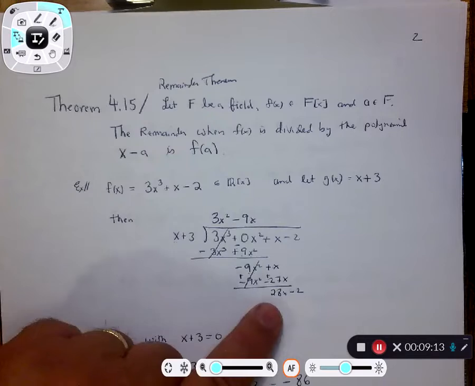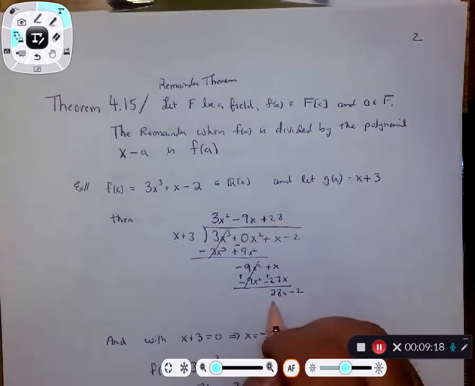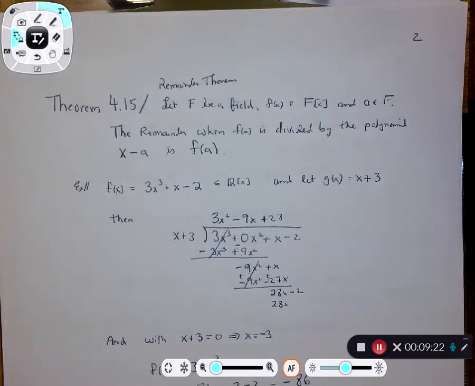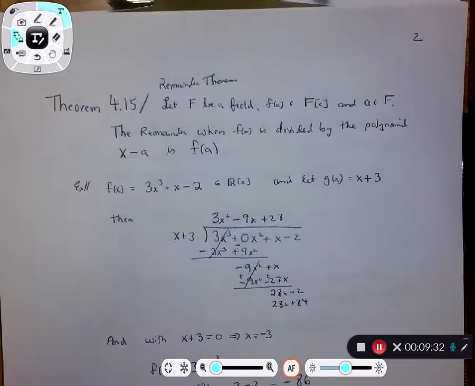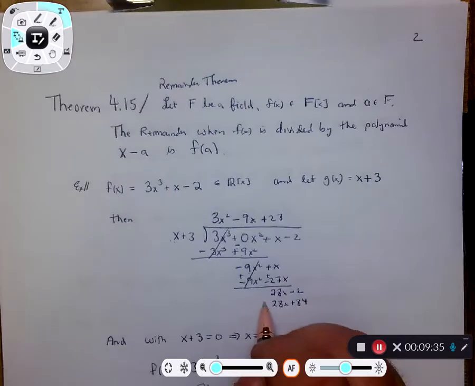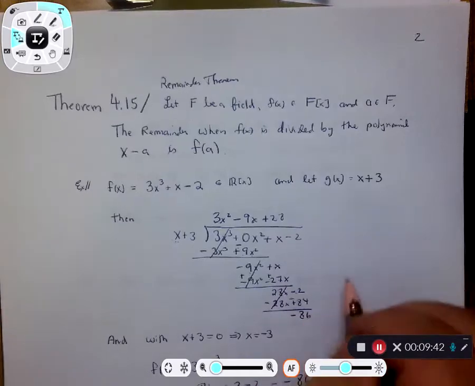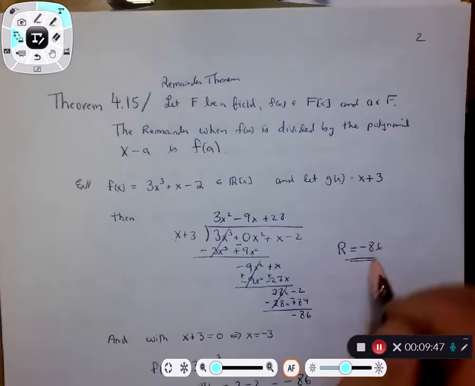What times x is 28x? Plus 28. 28 times x is 28x. And 28 times 3 is 84. That would be plus 84. And then I'm going to subtract, which changes my signs. First term will always cancel. Minus 2 minus 84 will be a minus 86. The remainder is negative 86.